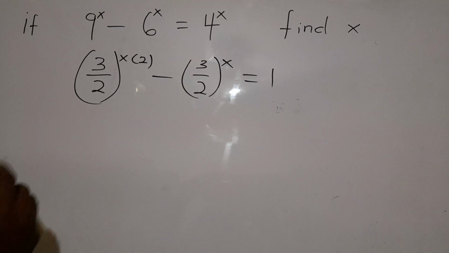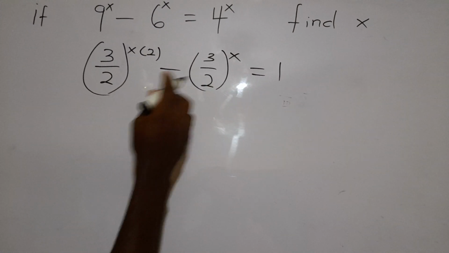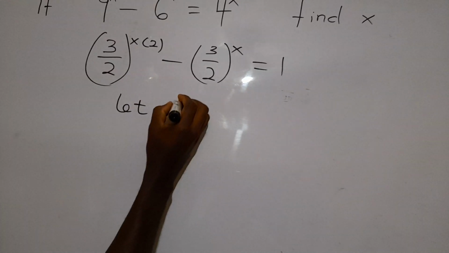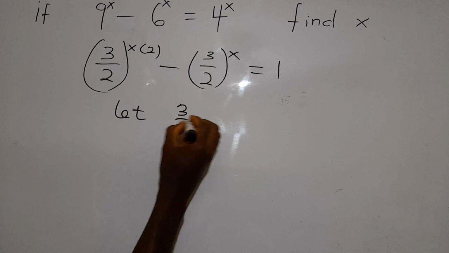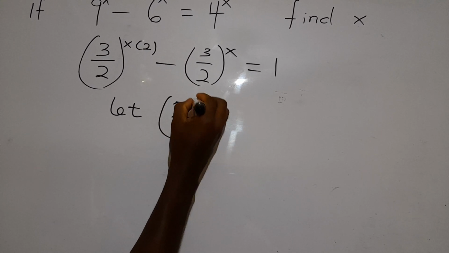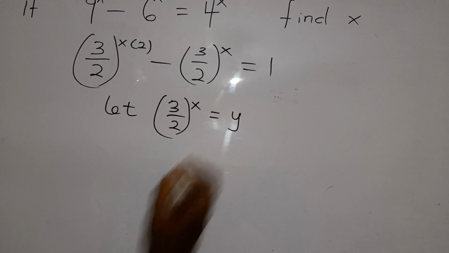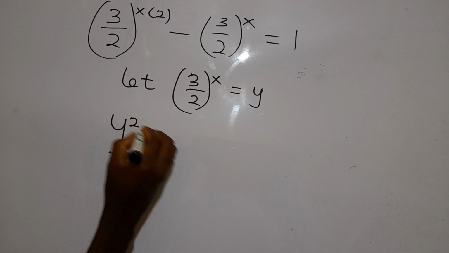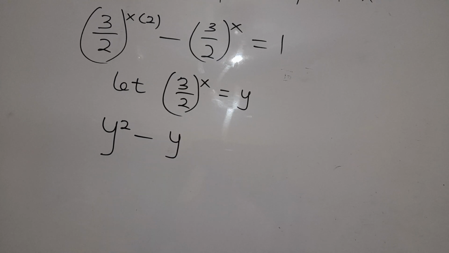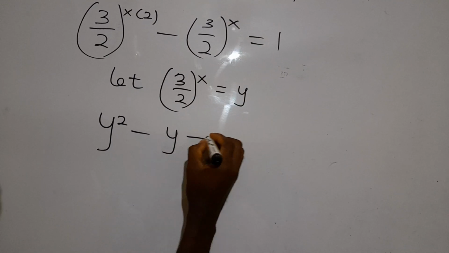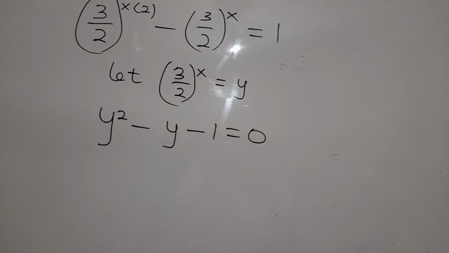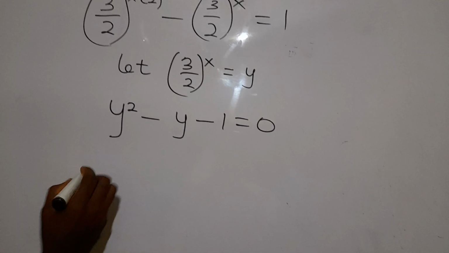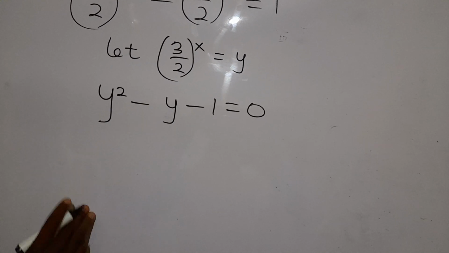So from here, since I have 3 over 2 exponent x and 3 over 2 exponent x at the other side, I will just let a variable be equal to that. So I'll say let 3 over 2 exponent x be equal to, let's say, y. So we'll have y squared minus y, and I'll bring this one over, minus 1 is equal to 0. So I need to solve this quadratic equation. So I will use the quadratic formula to find the value of y.